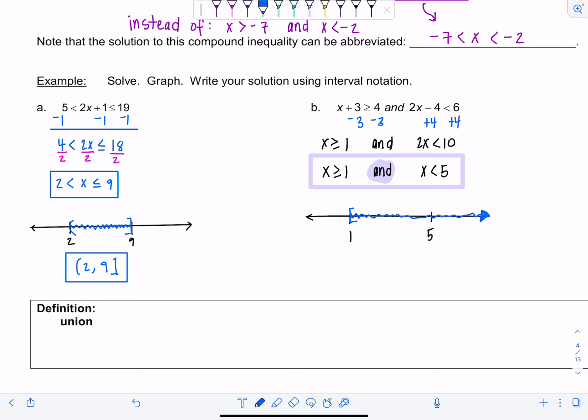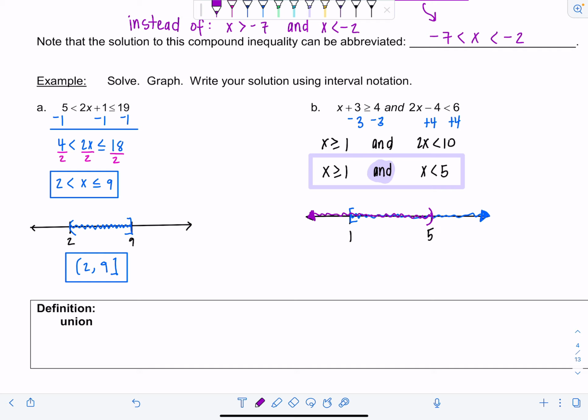And x is less than 5. So I'm going to put parentheses. Why parentheses? Yes, because it's strictly less than 5, not less than or equal to. And then shade to the left. Okay.